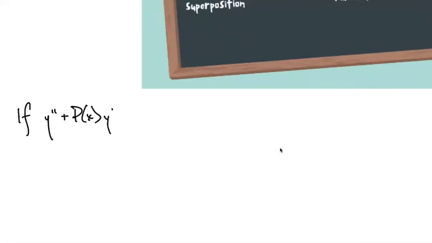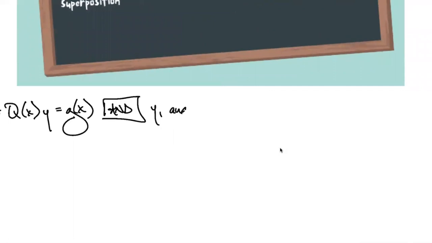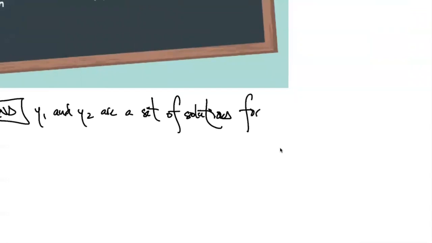Before we move forward, I'm going to write down some important things. If we have this second order differential equation, y double prime plus p of x y prime plus q of x y, but it's non-homogeneous, so it equals some function g of x. And we have y1 and y2 as a set of solutions for the associated homogeneous differential equation, y double prime plus p of x y prime plus q of x y equals 0.